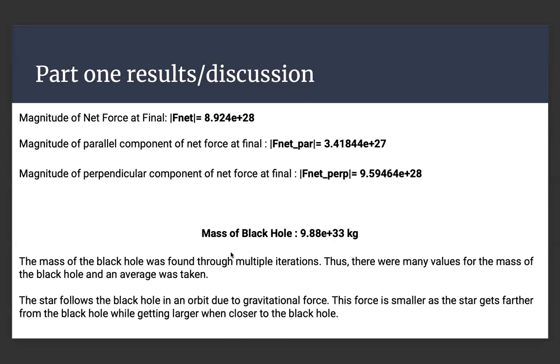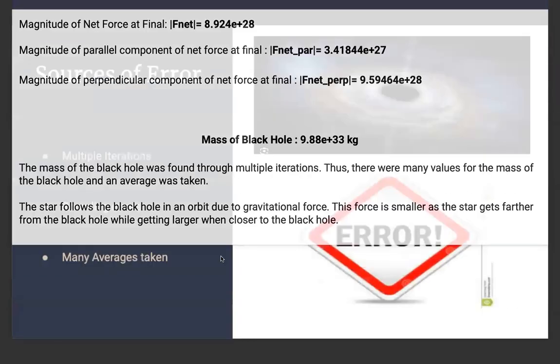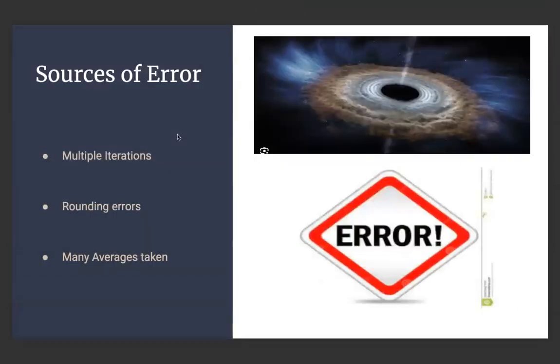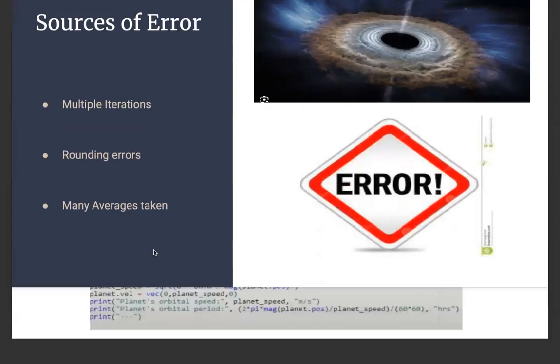And the mass of the black hole was actually found through multiple iterations. Thus, there were many values for the mass of the black hole, and an overall average was taken after running this simulation multiple times. So there are many sources of error that actually persist in this experiment as well. Like I just mentioned, the multiple iterations allow for some error, along with the rounding errors and the fact that many averages were taken as mentioned.